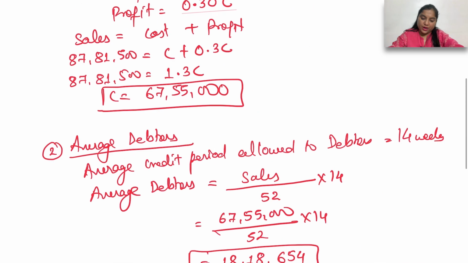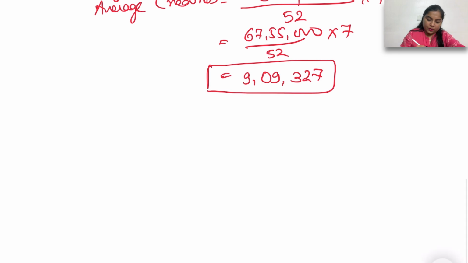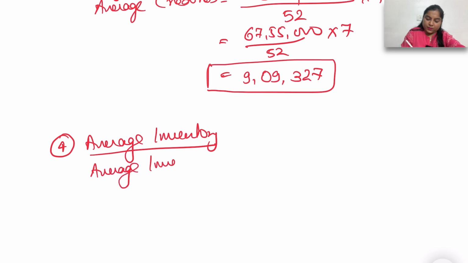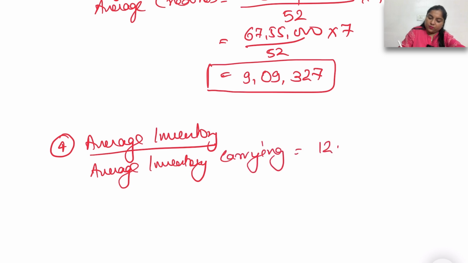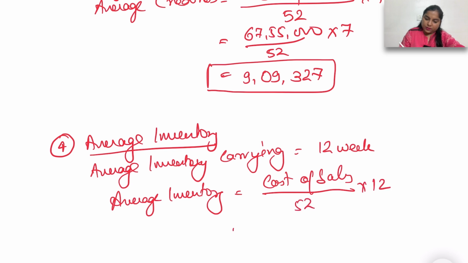Okay. Next we have an inventory of 12 weeks. So let's compute the inventory. The fourth number is the average inventory. What is given is that average inventory carrying, meaning holding, is 12 weeks. So inventory is on the cost of sales because we don't have an opening and closing inventory. So cost of sales by 52 into 12.